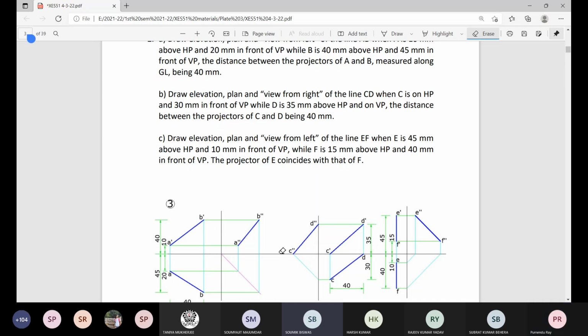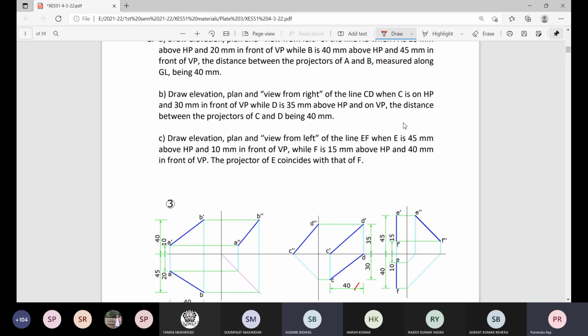This 3B, it is another special configuration. Draw elevation, plan and view from right of the line CD, where C is on HP and 30 millimeter in front of VP, while D is 35 millimeter above HP and on VP. The distance between the projectors of C and D being 40 millimeter. Okay, so that 40 millimeter to be satisfied.